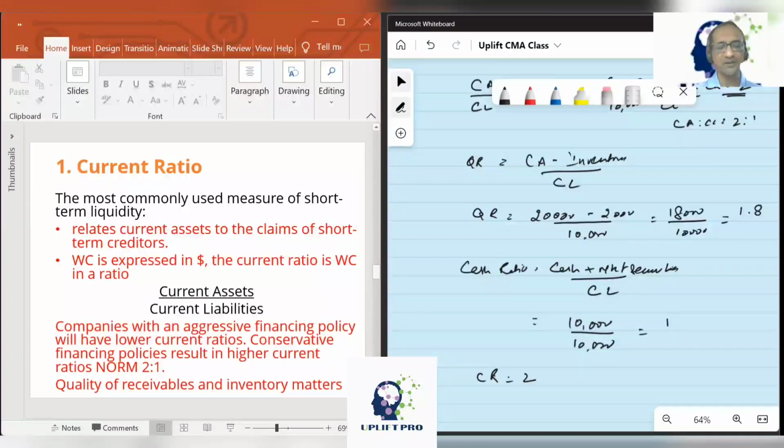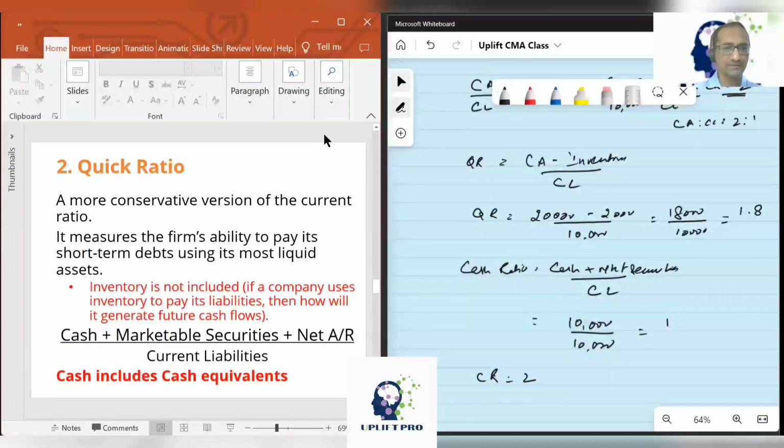The same is true with inventory. If I have obsolete inventory, which I cannot sell in the market, then that inventory has no value. Or if I have defective goods that cannot be sold without being reworked to be made saleable, then that inventory is useless because nobody will buy it from me and I cannot convert it into cash. That is why the quality of receivables and inventory matters as part of your current assets.